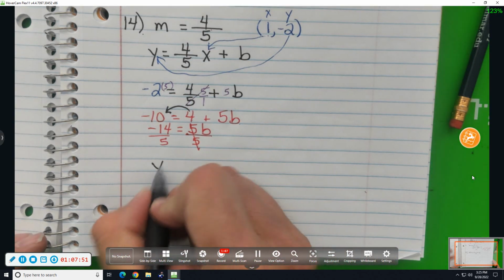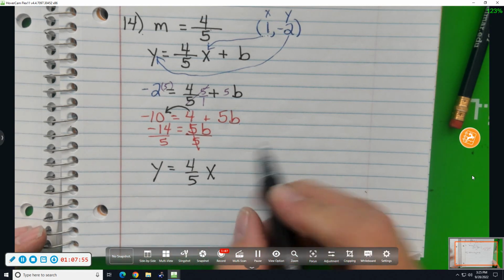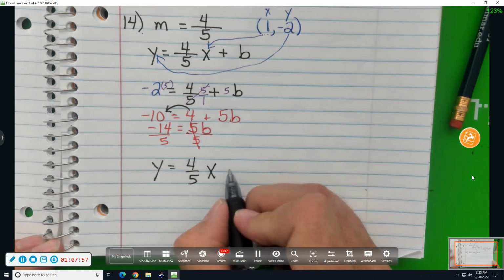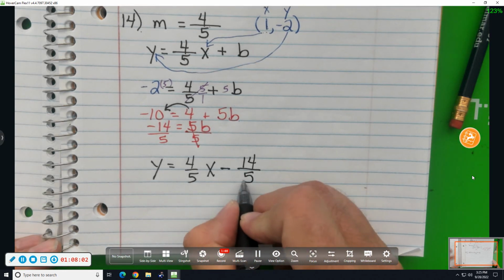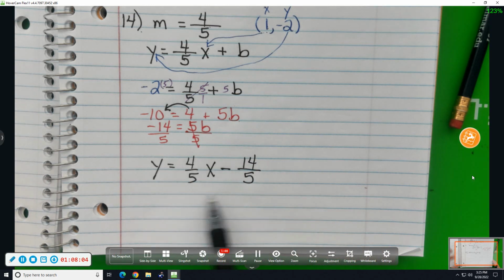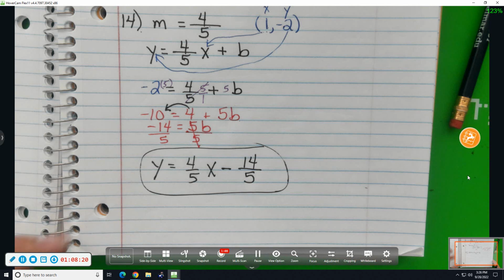So y equals 4/5 x. Instead of plus b, I'm going to write minus 14 over 5. This time we'll type it in like that. So you see, you could type it in as either plus a negative or minus. I think most times they try to write answers with just one symbol, not two, plus or minus. So let's see. Any questions there before we type in the answer?